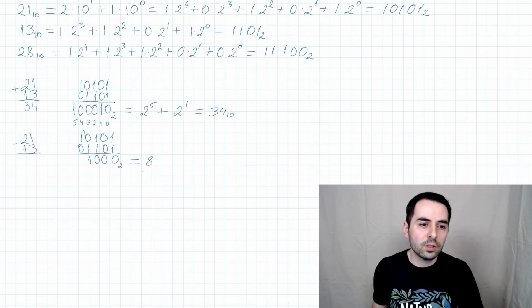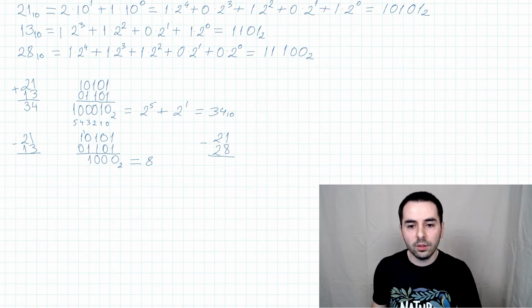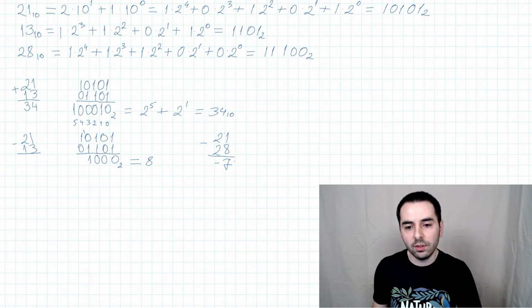So for negative numbers, let's try. Since I said it's a little different, let's try to subtract 21 minus 28. So in decimal, this would be minus 7, basically. One way to do this is to find the bigger number, then subtract the smaller number from the larger number and then put the correct sign. So it's minus 7 here.